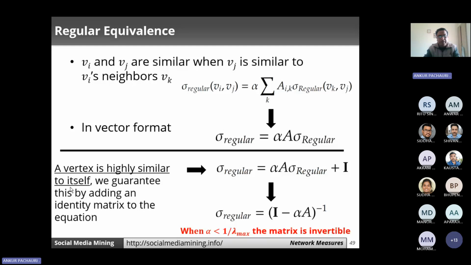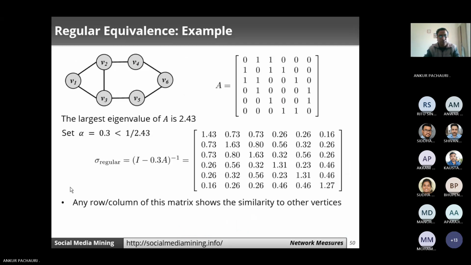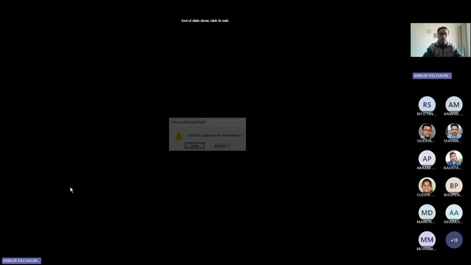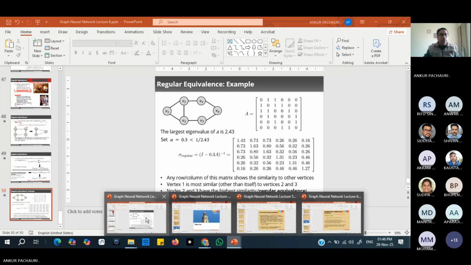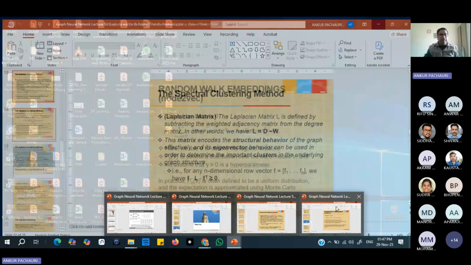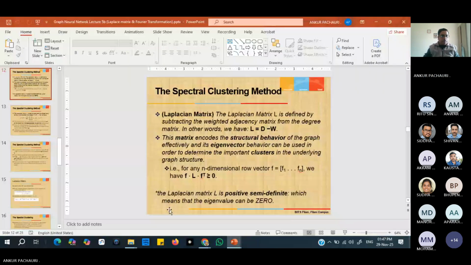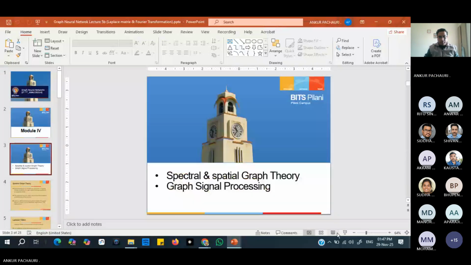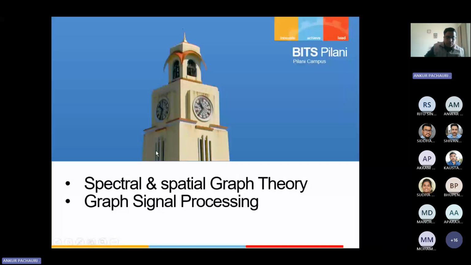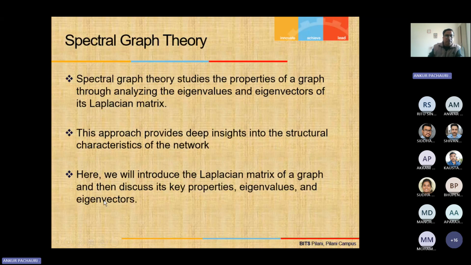So that's all, just the mathematics part. Fine, so let's quickly move to another topic. There are some more numerical values that let me cover. One was structural and regular equivalence. Now we'll talk about spectral and spatial graph theory and then graph signal processing.